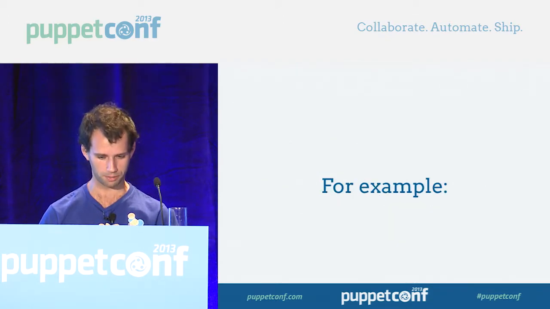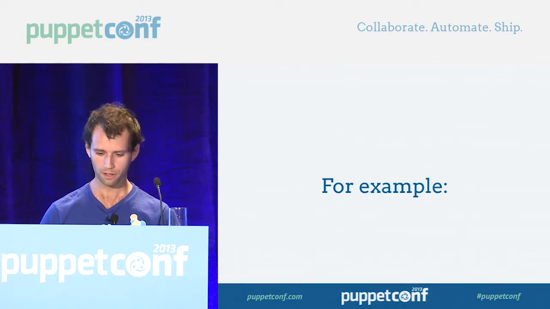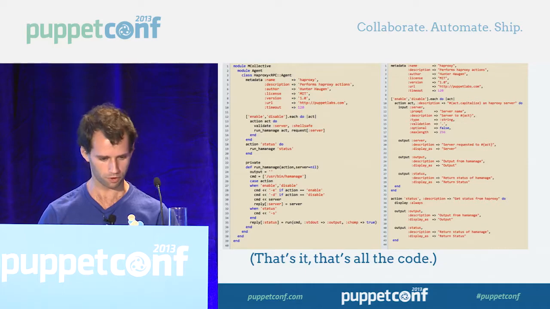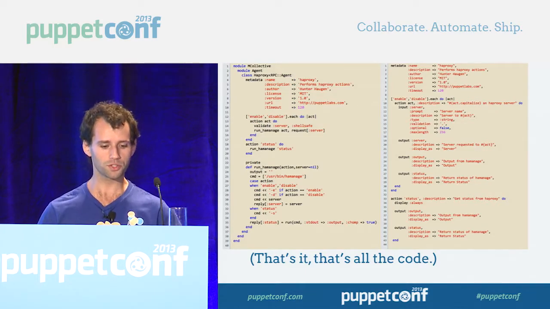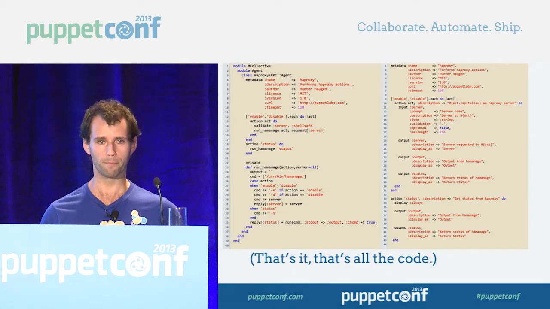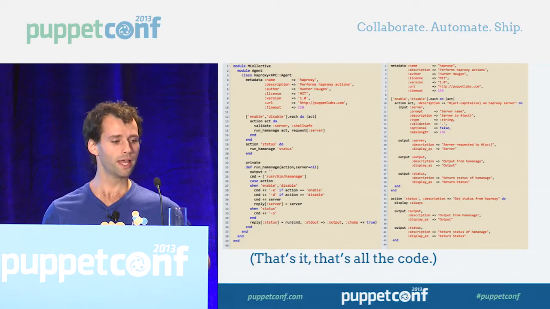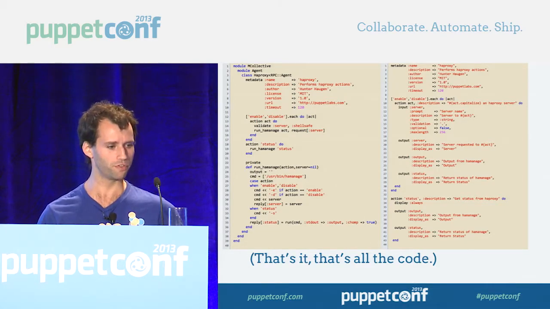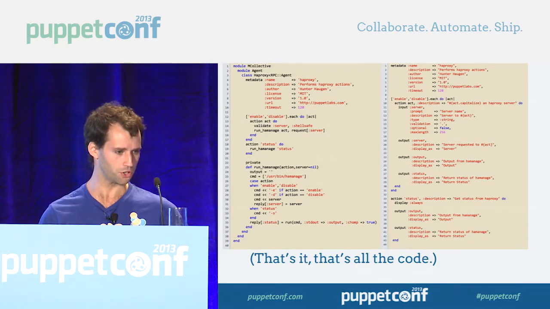But we have a couple of examples out there in the wild. For example, here's one that Hunter Haugen, one of our employees at Puppet Labs, wrote. And this is one that adds and removes members to an HA proxy pool. And that's it. The entire plugin fits on one page here. You've got 2 files. Neither of them is particularly large. And that's all it is.